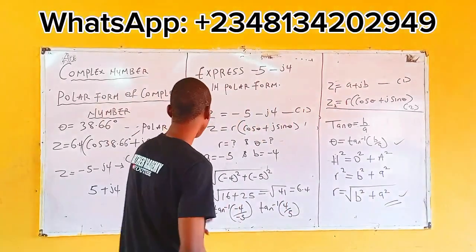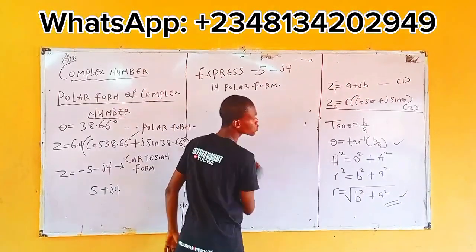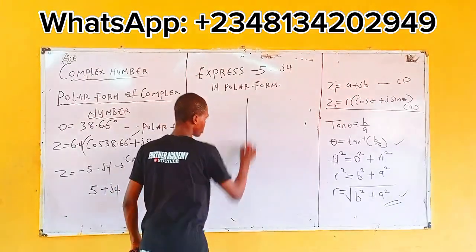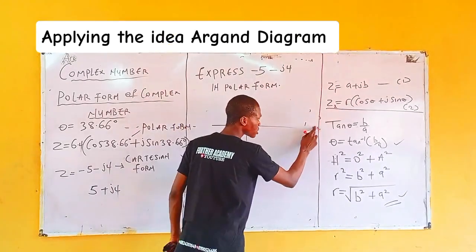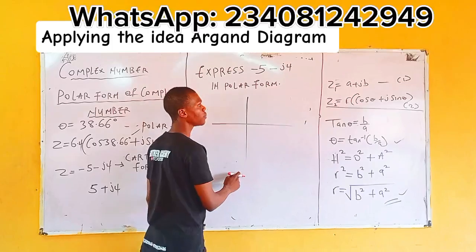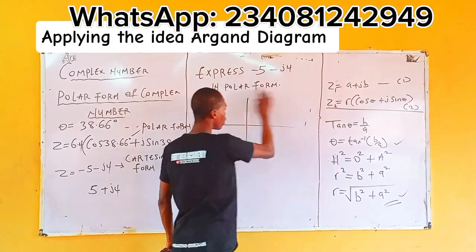Meaning this is wrong. All what we are doing, it is wrong. That's the meaning. The correct way to answer this question, first thing first, bring out your quadrant. And by your quadrant, the x-axis is your what? Real part. The y-axis is your what? Imaginary part. Now let's represent -5, -j4 on this quadrant.